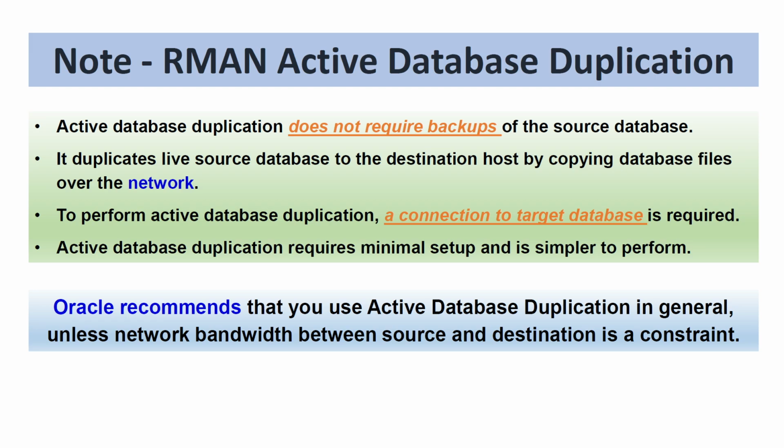RMAN active database duplication resolves this problem by performing the restore or duplicate over the network by copying the database files, and it does not require backups. This method requires a connection to the target database, and it is very simple and minimal setup is required to perform this duplicate of your database. As per Oracle, this is the recommended method, so you should use it whenever you want to duplicate the database, unless the network bandwidth between source and destination is a constraint.